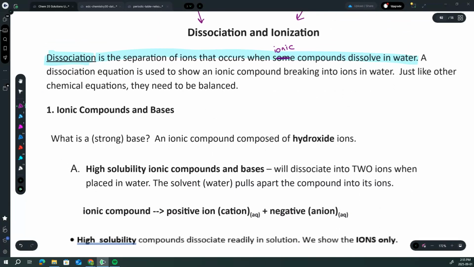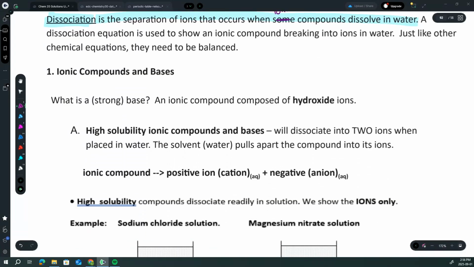All right, so for ionic compounds and bases, first off, we need to figure out, okay, what is a strong base? A strong base is all it is, a metal bonded with hydroxide. It could be any metal, could be sodium hydroxide, potassium hydroxide, and so on and so forth. And we need to figure out what are going to be our high solubility ionic compounds and bases compared to our low solubility.